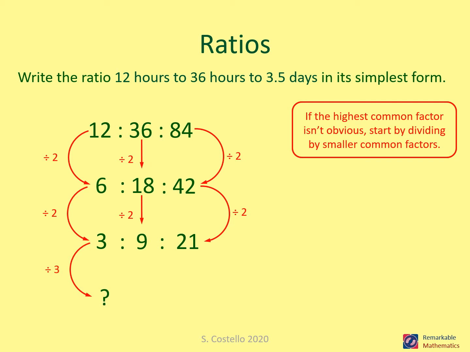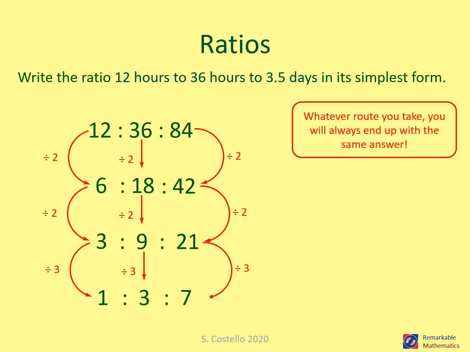So 3 divided by 3 is 1. 9 divided by 3 is 3. And 21 divided by 3 is 7. Whatever route you take, you will always end up with the same answer. So don't spend too long looking for the highest common factor. If you can't spot it at first, take any common factors out you can. The numbers will get smaller and they'll be easier for you to work.